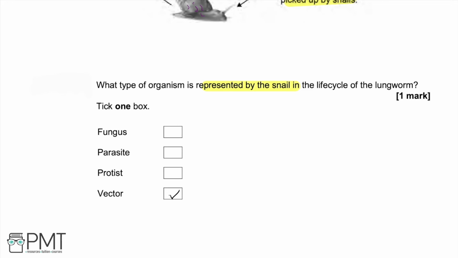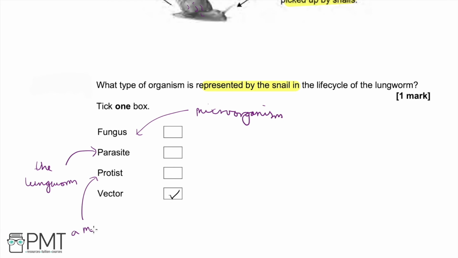Let's have a look at the other answers to rule them out. Well, a fungus is a microorganism, so it cannot be the snail. A parasite, in this case, would be the lungworm. That is an organism which leeches off another organism by living inside it. And a protist is also a microorganism, such as that causes malaria.